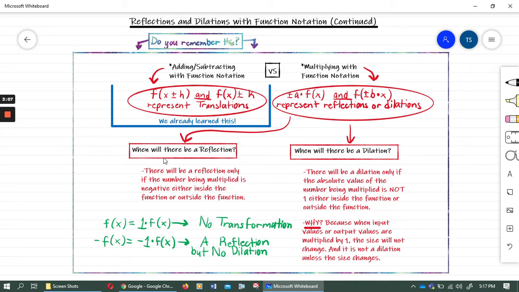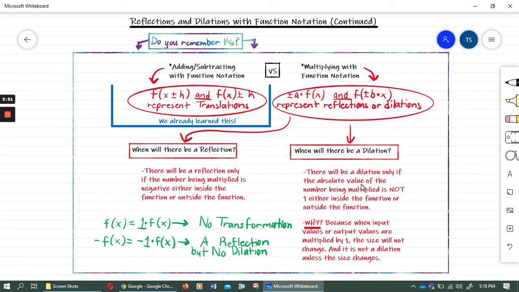More specifically, do you remember us saying exactly when there will be a reflection? We're only going to have a reflection if the number being multiplied is negative. It doesn't matter whether that number is multiplied on the outside or on the inside. If the function changes by multiplying some number on the outside of the function, or by multiplying some negative number on the inside of the function, when you're multiplying the function by a negative number, it's going to be a reflection.